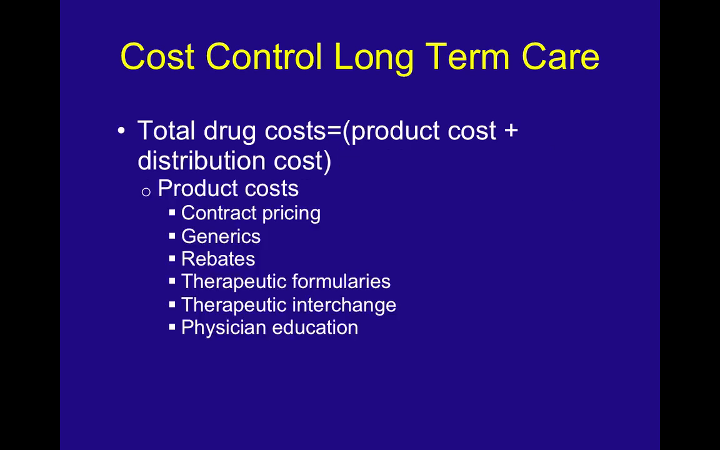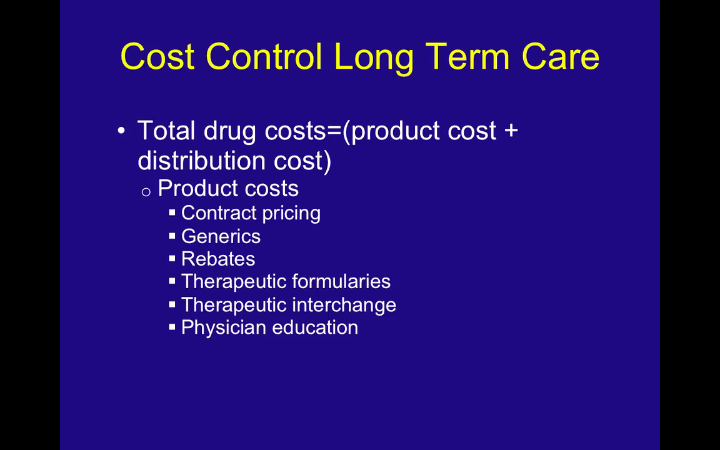So how do we control drug costs for the product side of the formula? One of the things that closed-door pharmacies can do is what's called contract pricing. By being a closed-door pharmacy, you may get better deals on especially brand medications than you would in a traditional community pharmacy setting. Obviously, trying to utilize generic drugs to save money. Also, long-term care pharmacies may have the opportunity to get rebates for using appropriate different products. Because it's an institutional setting, you can actually create therapeutic formularies for your Medicare Part A patients.